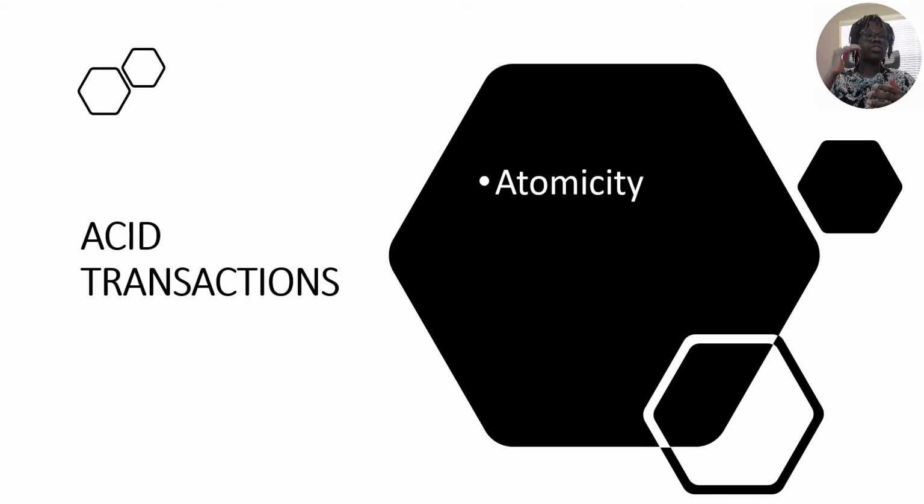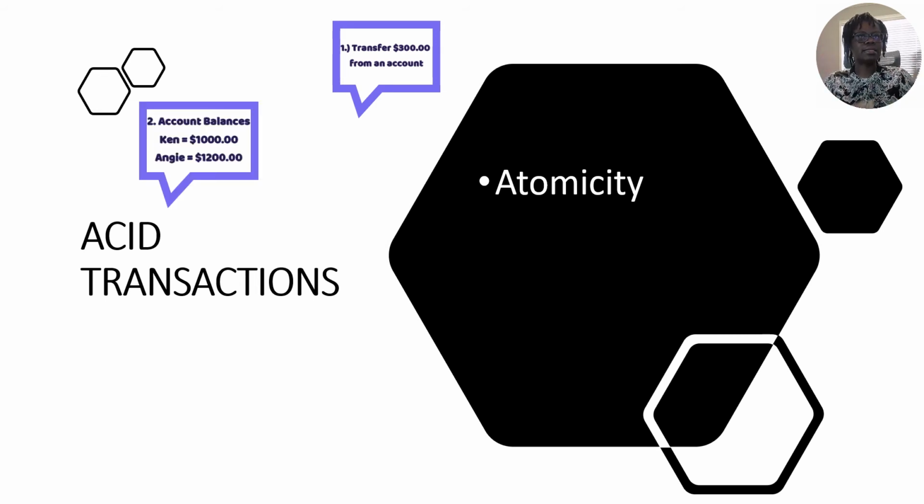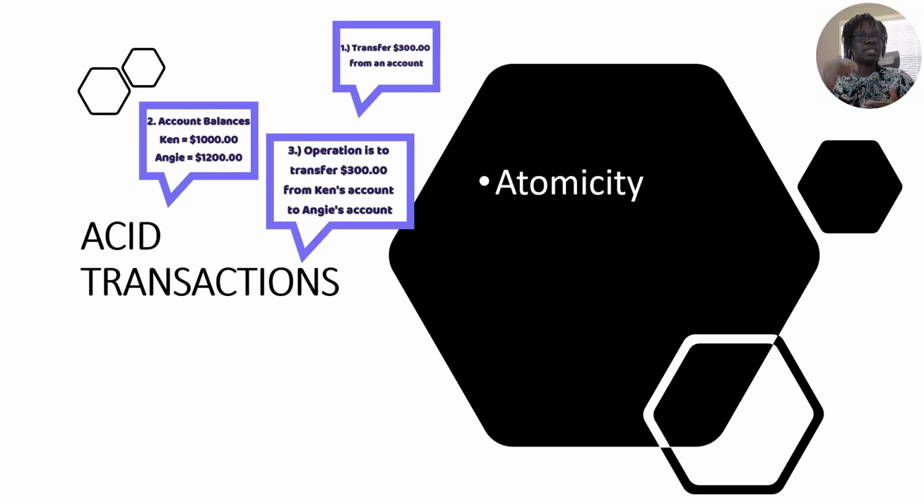So the whole transaction, which is a set of read and write operations, is either going to be processed or nothing is going to be processed. For example, we need to transfer, let's say, $300 from an account. There is Ken's account with a balance of 1,000 and Angie's account with a balance of 1,200. The operation is to deduct $300 from Ken's account and add it to Angie's account.